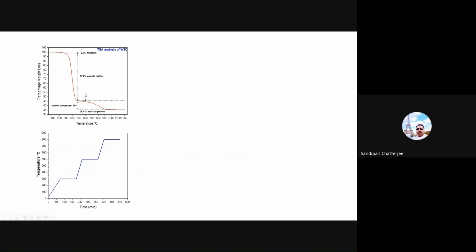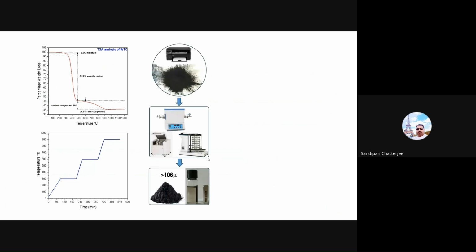And how did we do this? We initially took this waste toner powder, then we did a vacuum calcination using a tubular furnace, followed by ball milling and mechanical sieving. This is the temperature program we used in vacuum mode. And finally, after sieving, we collected the magnetic carbon material below 106 micron.